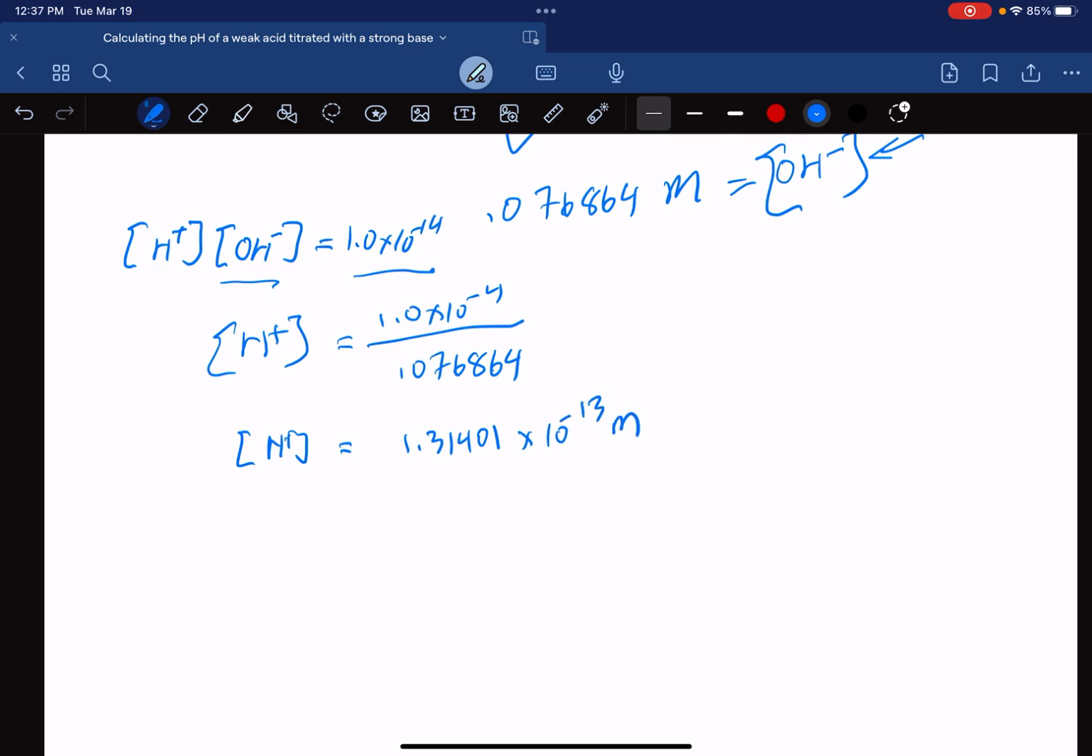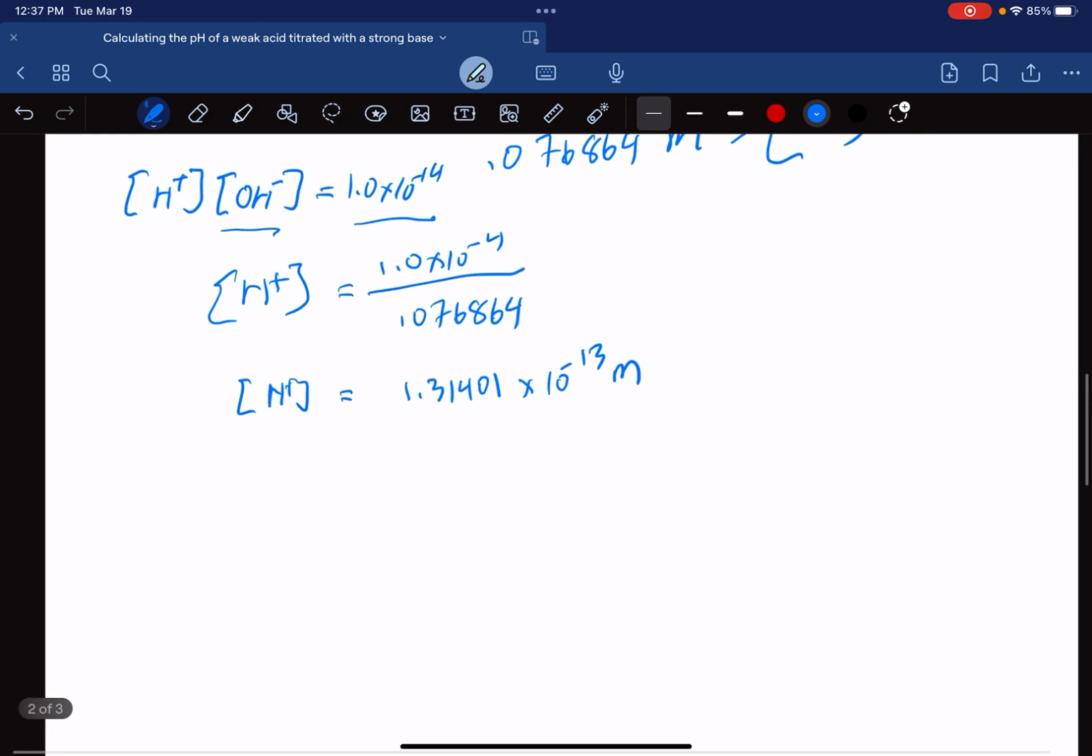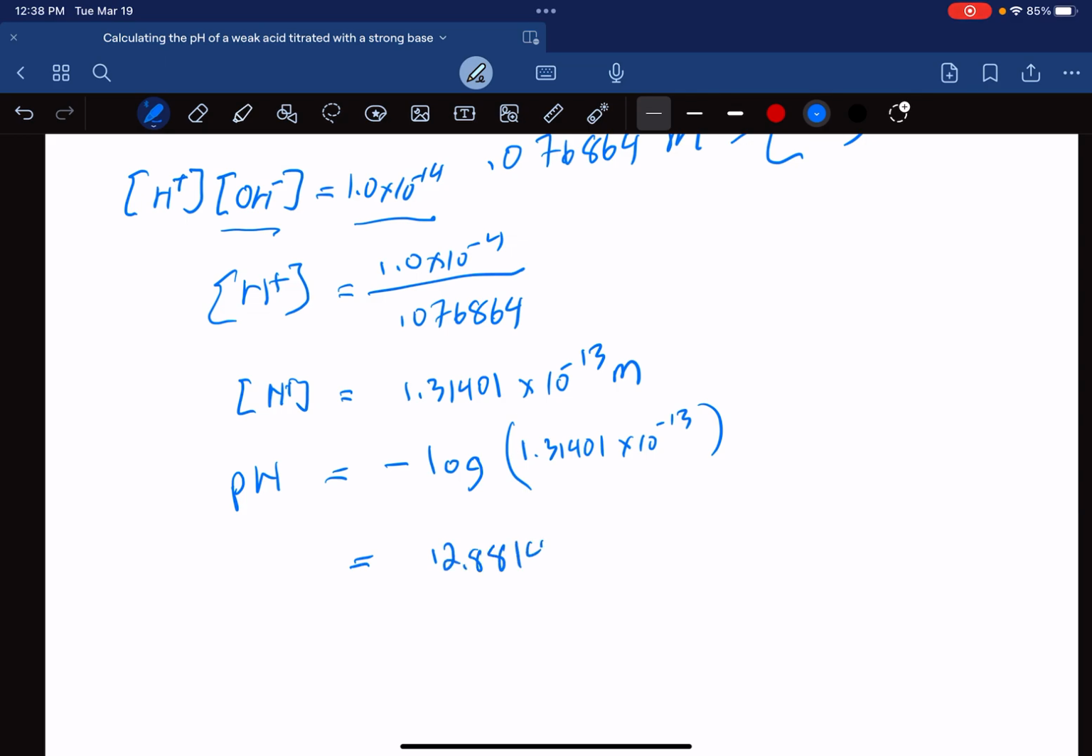And we would expect that we'd have an incredibly small amount of H plus because we have only strong base in there. And if we take the pH, wouldn't that be the negative log of this 1.31401 times 10 to the negative 13? And when we do that, we end up with 12.8814. That is our pH for this problem.